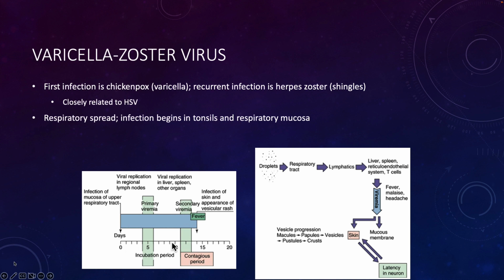So there's actually a lot that happens between exposure and development of symptoms that are noticeable. So you have droplets spread into the respiratory tract, lymphatic system, so you can follow the virus here, and you have what we commonly see as chickenpox, right? Those blisters on the skin. And of course, just like the other 2 herpes viruses we've discussed, latency in the neurons.